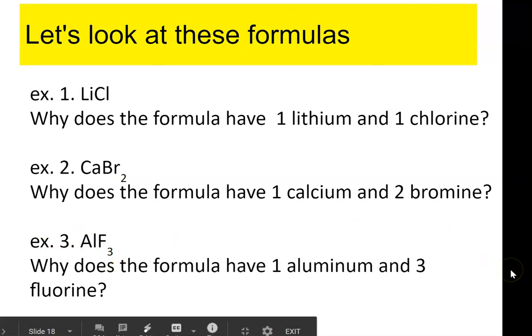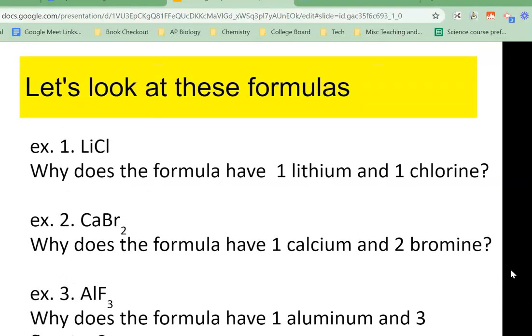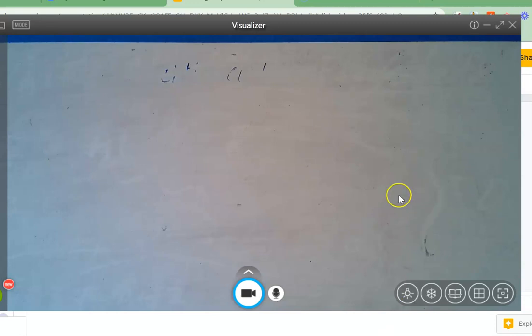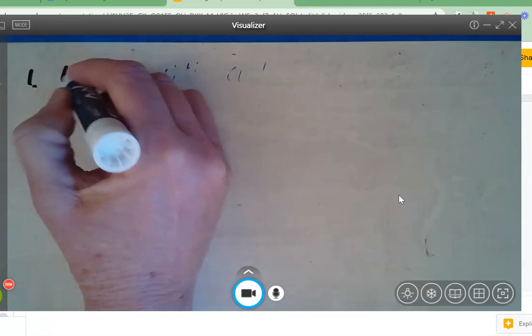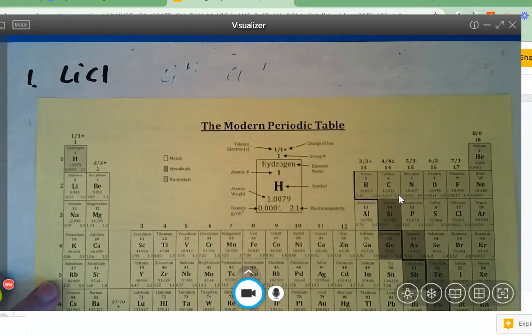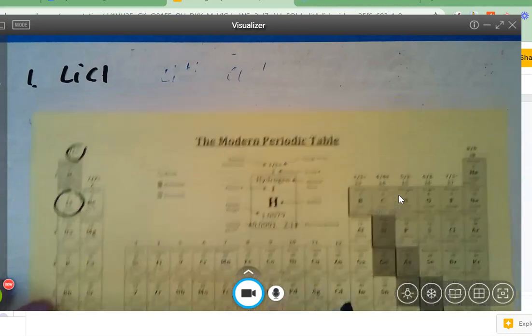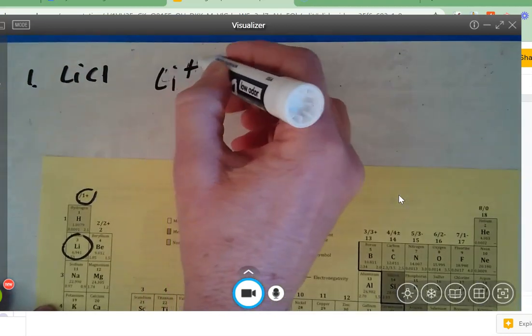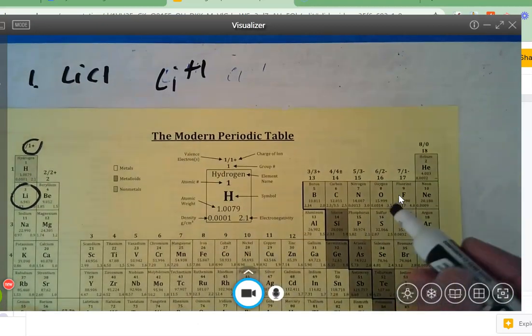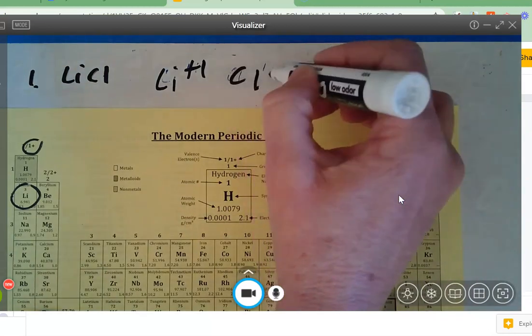Okay, so I'm just going to give you a quick little teaser for the next part. And we're going to look at these formulas. All right, so I got to switch over here to my camera. All right, so here's my camera. So for our first example, LiCl, if we find these things on our periodic table, all right, here's lithium right there. If you find its charge, it has a +1 charge. So I'm going to write lithium with a +1 charge. Chlorine is over here, and it has a -1 charge.